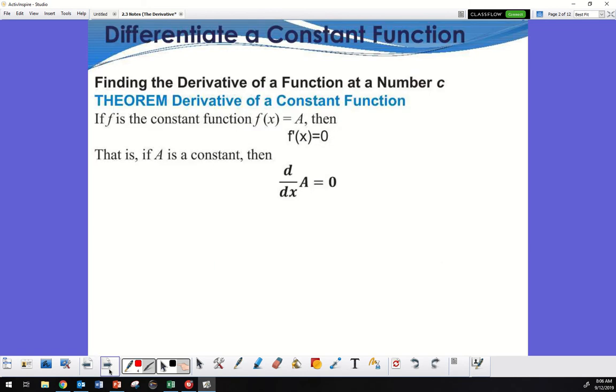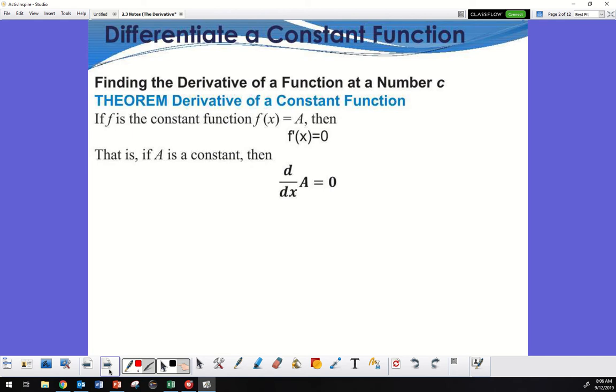All right, so find the derivative function at a number c. If f is a constant, then f of x is equal to a, then f prime of x is equal to 0. So the derivative of a constant number. Think of the graph. A constant number, what's it look like? A straight line, right? So the slope of that is 0. So the derivative of a constant is always 0, because the slope of that line is 0.